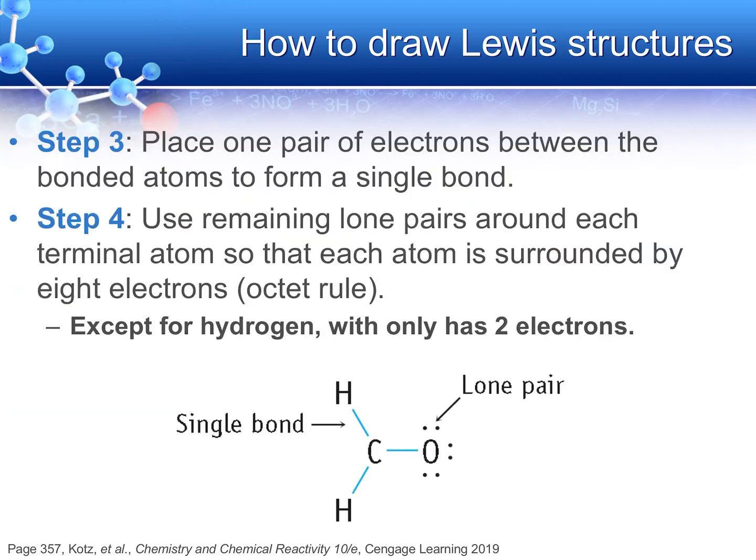So if we do step 3, where we put electrons to form the single bonds, we've already done that. If we do step 4, if we then add the lone pairs around oxygen, because remember hydrogen only has 2, then if we add this up, we have 2, 4, 6, 8, 10, 12. So we have 12 electrons total, but you might notice that we haven't obeyed the octet rule around carbon. We have around oxygen, but not around carbon.